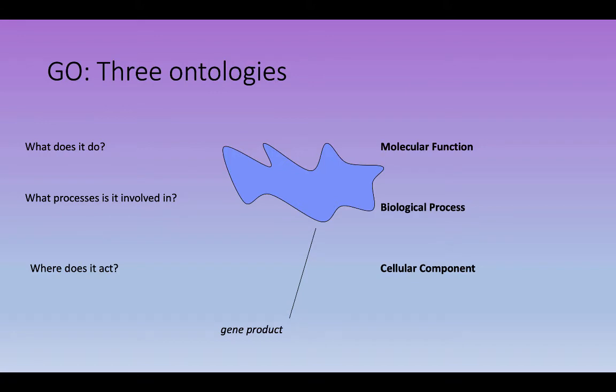And so if we think about that, we have some sort of gene product. We think about what does it do? This is defined as molecular function. We talk about what process it is involved in. This is the biological process that it's contributing to. And where does it act? We refer to this as cellular components, where in the cell we would find this gene product, right? And these are the three main ontologies, the three main branches of the GO or gene ontology.